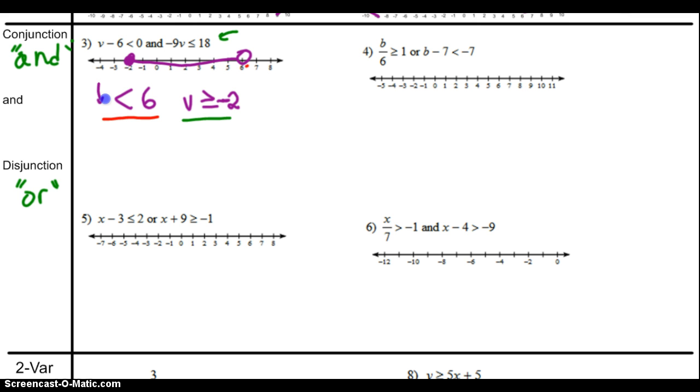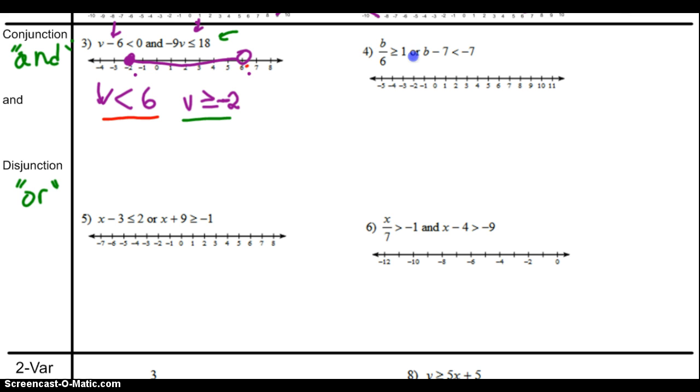So the only numbers that will satisfy both the first equation and the second equation are the ones that are between negative 2 and 6, and that include negative 2 but do not include 6. And those are the only answers that will work for both the first and my second equation. Or works a little bit differently. Or is what we call a disjunction.